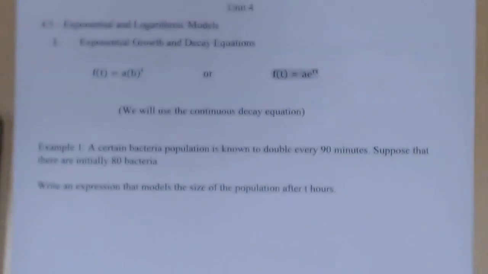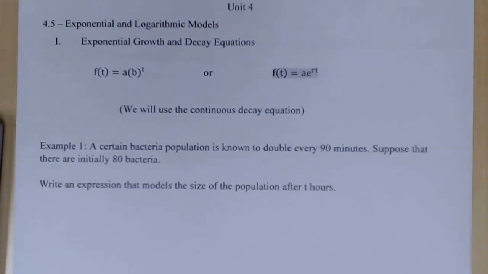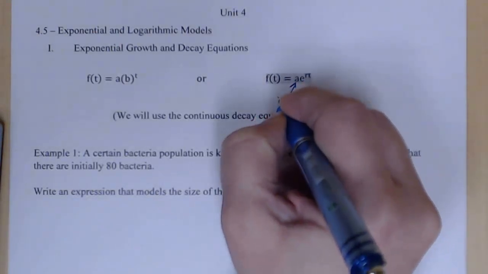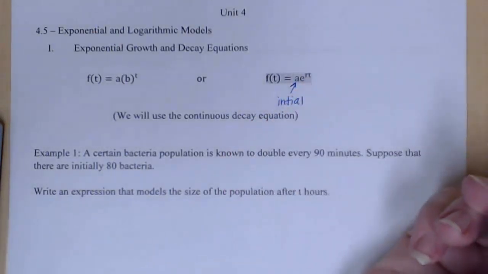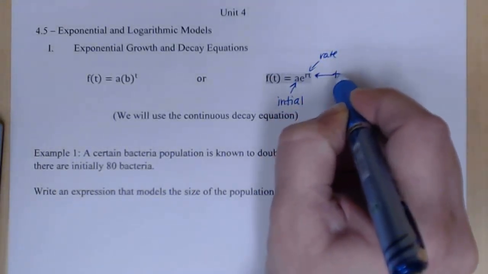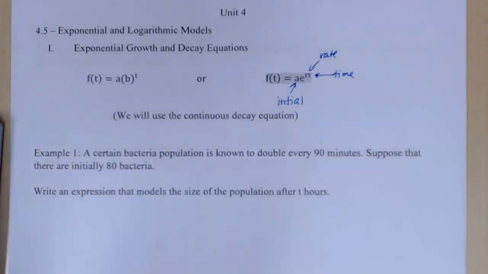Example 1 says a certain bacteria population is known to double every 90 minutes. Suppose that there is initially 80 bacteria. Write an expression that models the size of the population after T hours. Let's go back up to this decay equation and remember a couple of things. A here is going to be your initial quantity, what you're starting with. R here is your rate. T is your time, and remember E is just a number. If you were to put it in your calculator, it'd be 2 with some decimal numbers on it.